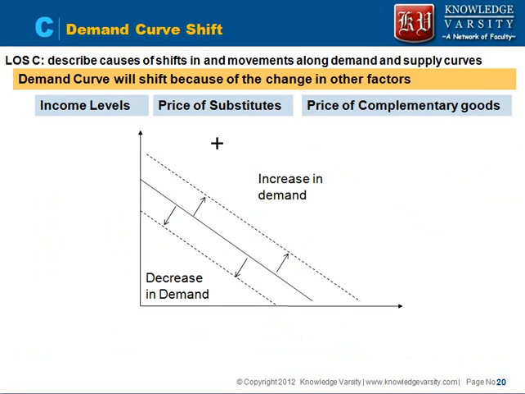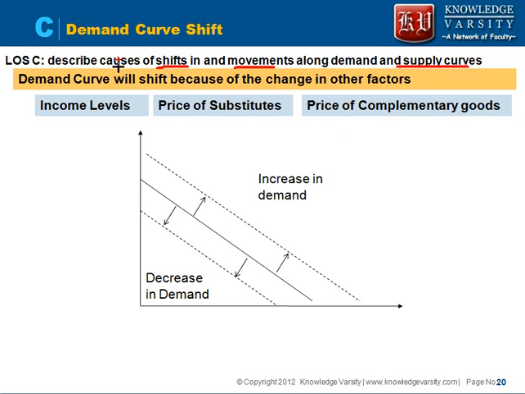So please note that we have now covered the curve shift for both demand and supply. So this is your next LOS. In this LOS we are asking what are the causes of the shift in and the movement along the demand and supply curves. We have seen that the movement along supply and demand depends on the own price.